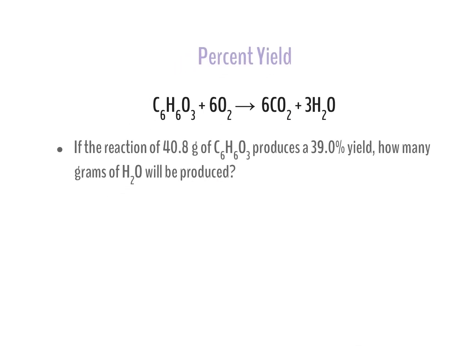Okay, try this one on your own. It tells me the starting amount and it tells me the percent yield. It wants to know how many grams of H2O will be produced. Do you think it wants the theoretical yield of H2O or the actual yield? Final answer, we want the actual, because it gives me a percent, right? So I want to know the actual yield of H2O. Okay, so let's go ahead and try that. I think it already is balanced, yes.